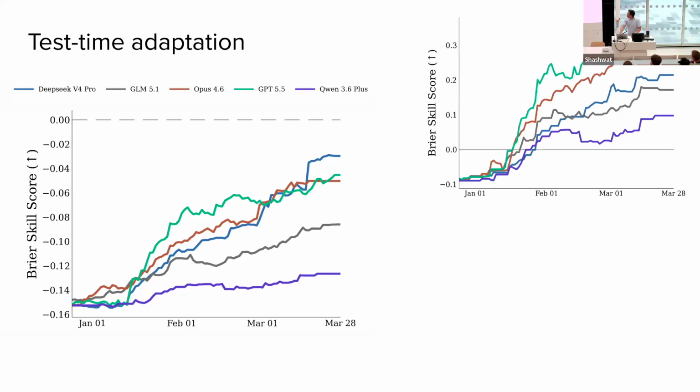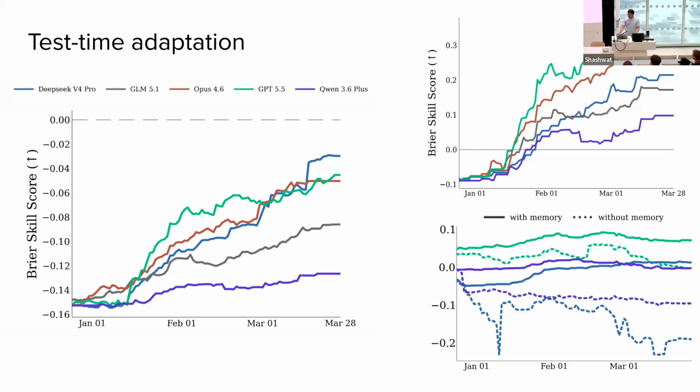We can also zoom in on the subset of questions where models actually make updates. So obviously models don't make updates on every question when we start the simulation with an initial set of predictions. And then the rankings change a bit. GPT 5.5 and Opus are a bit better than DeepSeek then.